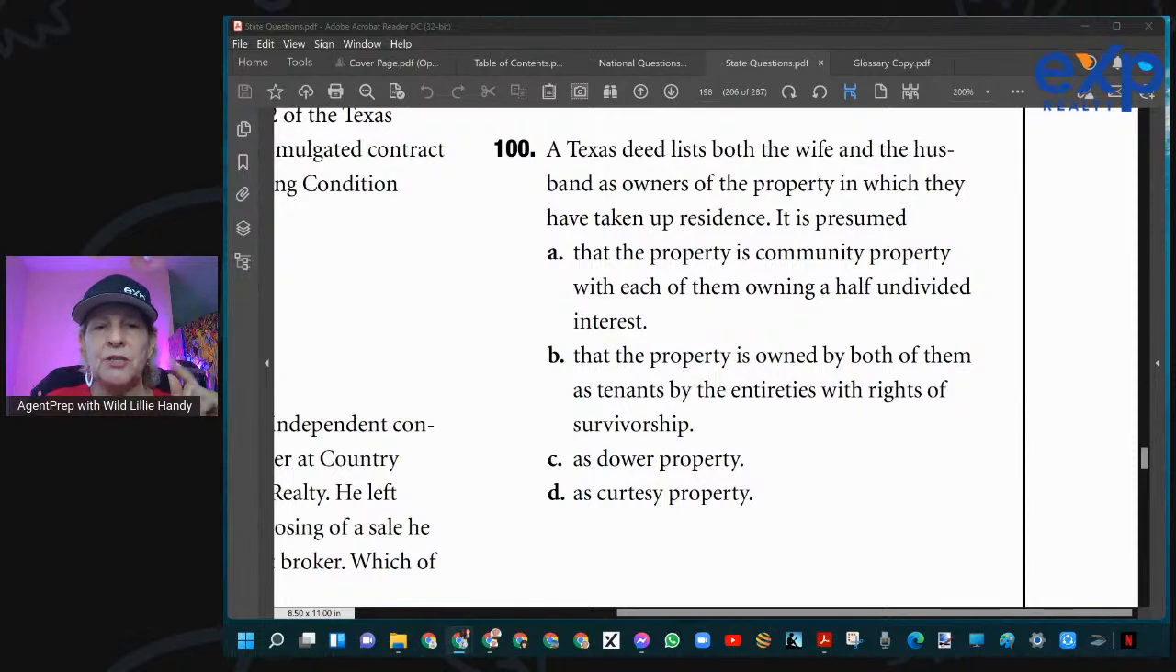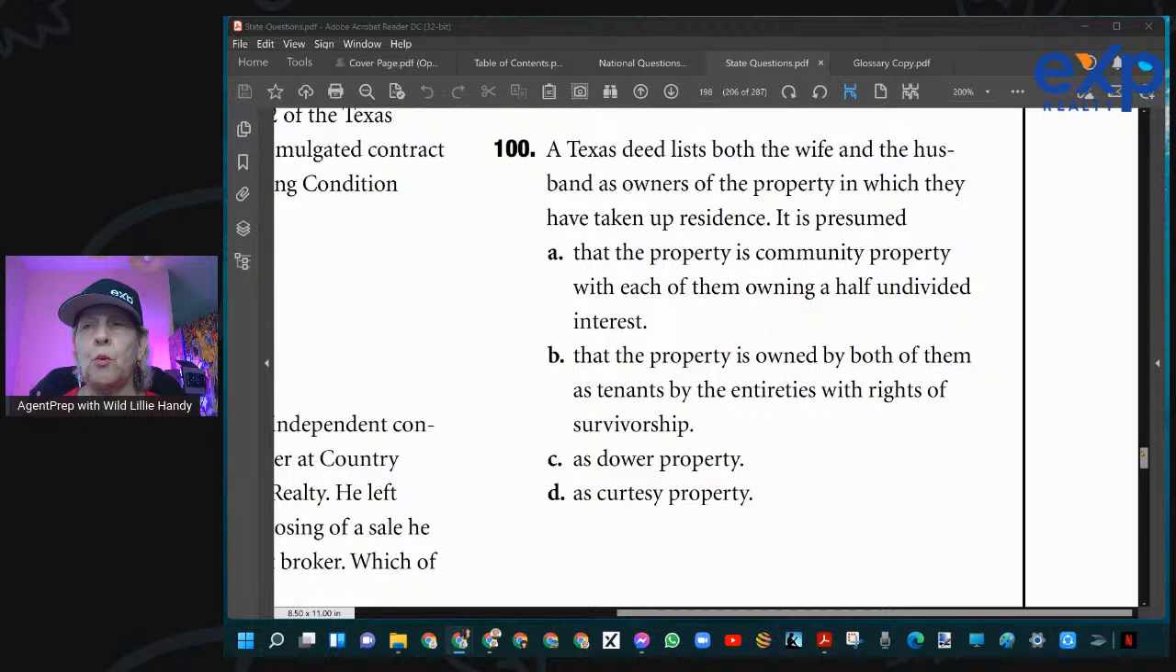Okay. State questions. So a tax deed lists both the wife and the husband as owners of the property, which they will reside on. It is presumed, and this is in Texas, what? A, that the property is community property with each of them owning half undivided interest. B, that the property is owned by both of them as tenants by the entirety with rights of survivorship. C, as dower property. D, as courtesy property.